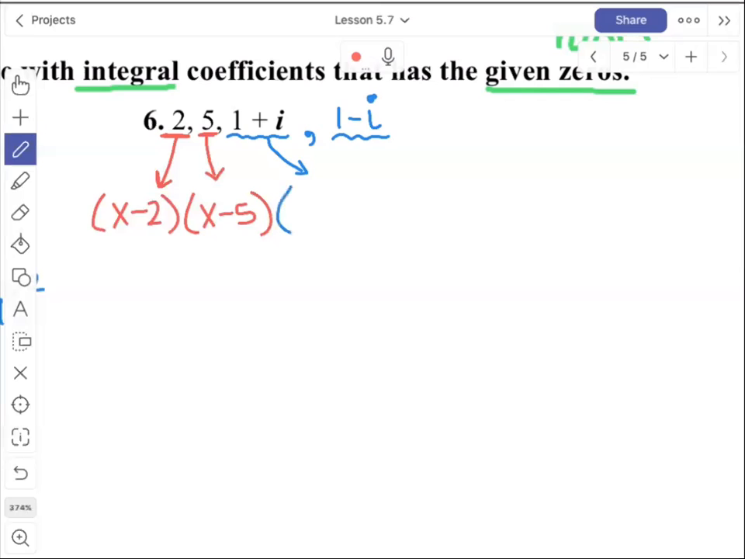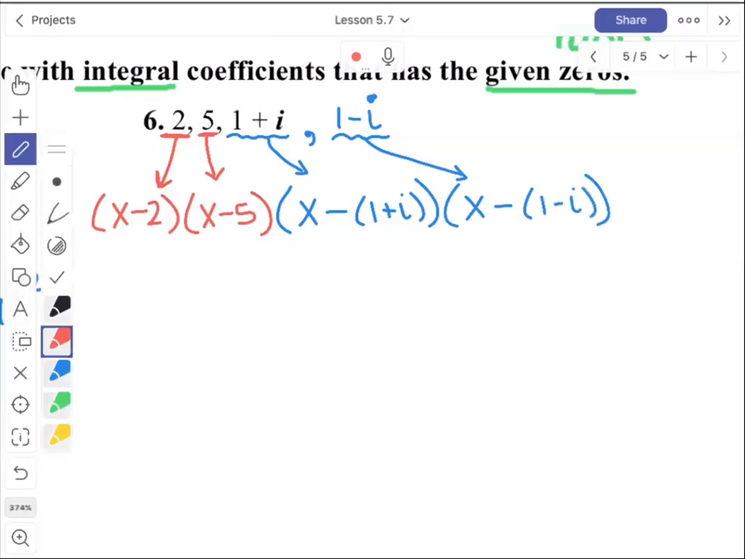So now this factor is going to be x minus 1 plus i. Right? So it's the same thing, x minus whatever that root is. And this guy will have x minus the 1 minus i. Everybody okay? I know it looks weird, but it's just x minus whatever the root is. Okay. And then now we just need to FOIL and multiply. This one's going to give me x squared minus 7x plus 10 for this one.